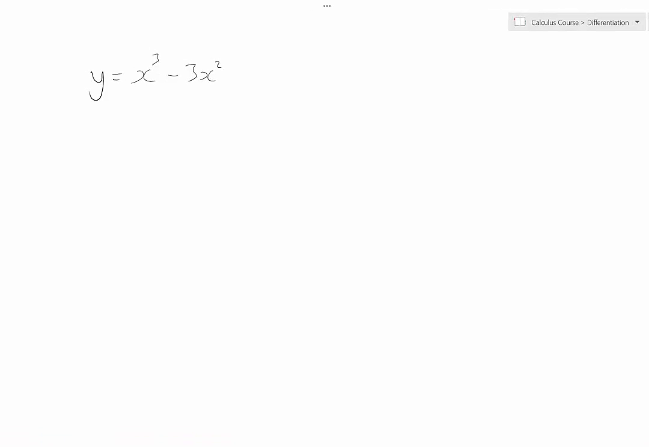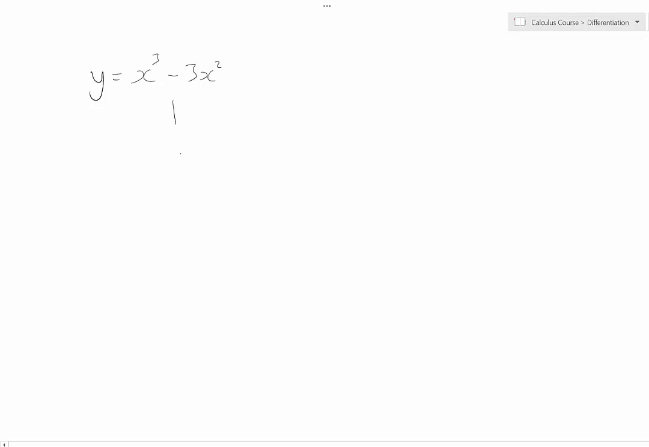Alright, so in this video we're just going to look at how you might go about finding the coordinates of the turning points of a function. The function we're going to look at here is on the screen. It's x cubed minus 3x squared. And just visually, we'll have a look at what this function looks like.